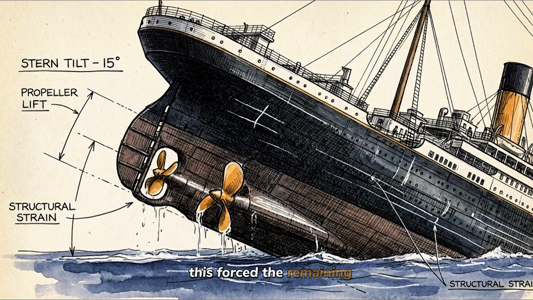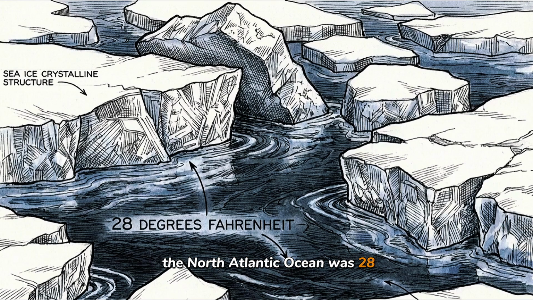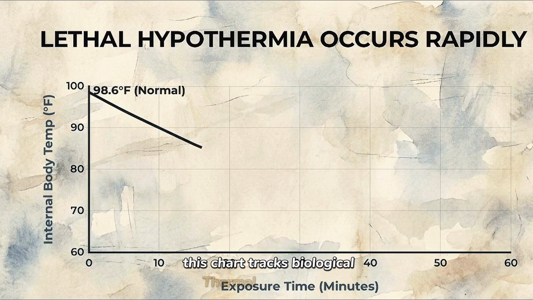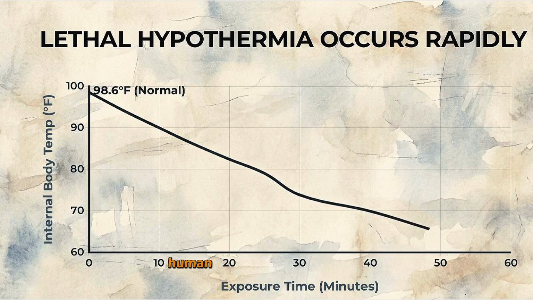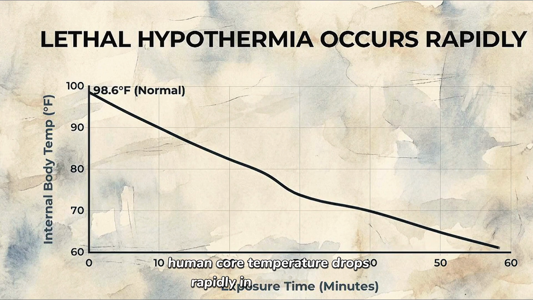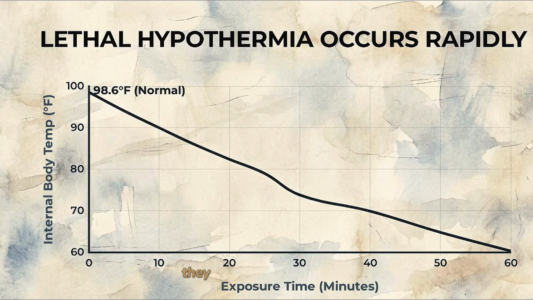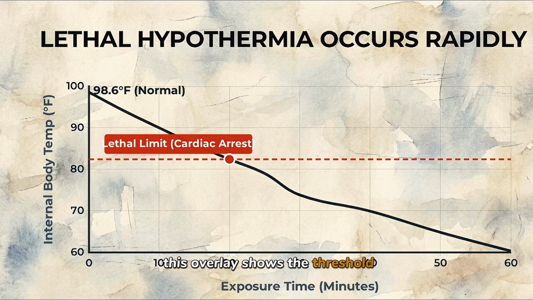This forced the remaining 1,500 people into the surrounding environment. The North Atlantic Ocean was 28 degrees Fahrenheit that night. This chart tracks biological thermal degradation. Human core temperature drops rapidly in freezing water. While cork life vests kept people afloat, they provided no insulation. This overlay shows the threshold for cardiac arrest, occurring long before a person would drown.